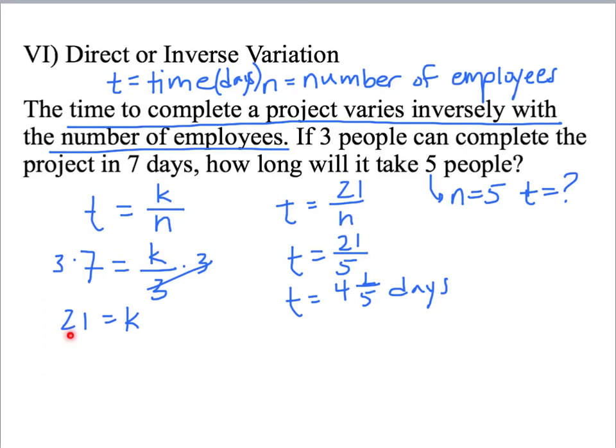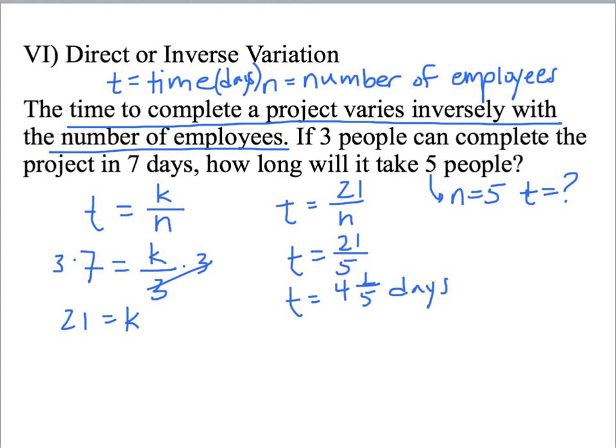K is 21. So the constant in this is always 21. This formula is going to fit any pair of values in this problem. So if I know how many employees, I can always find the time. So plug in the number of employees they want us to use, which is 5. Simplify down. 21 over 5 is 4 1/5. 4 1/5 days to complete the project.